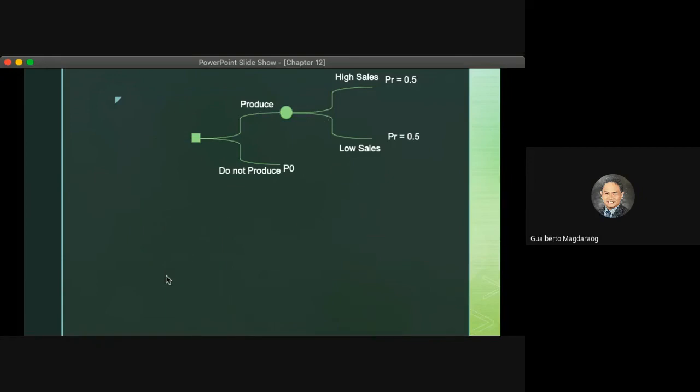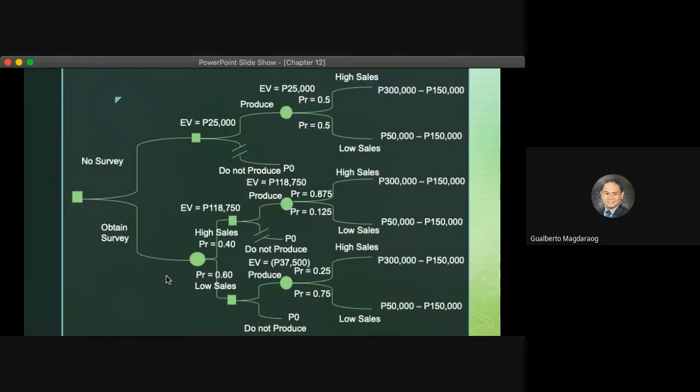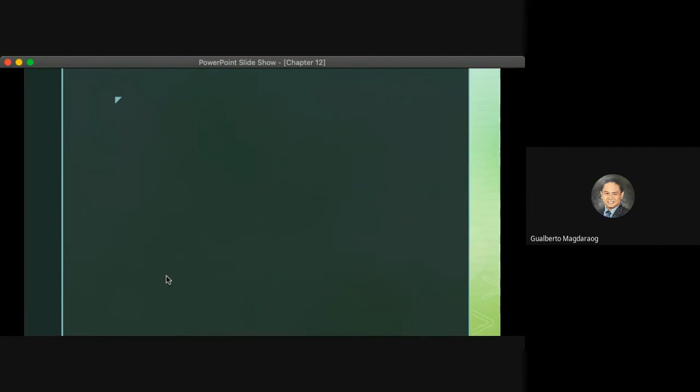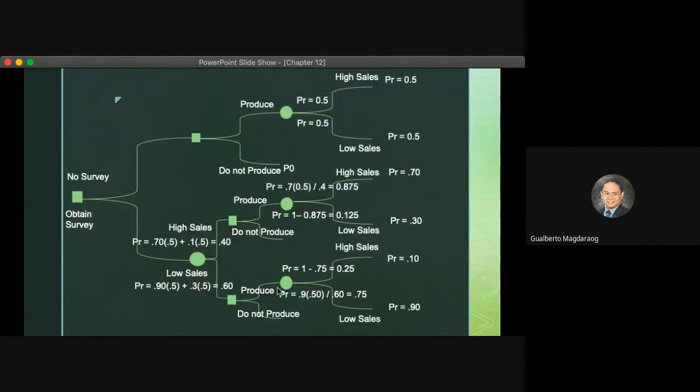Ito, di ba? The result of the survey is high and yet there is only 70% chance of getting a high sales. If the result of the survey is low, there is only 90% chance of getting a low sales. So meron pa ring opportunity for high sales under low sales result, and 30% chance for low sales under high sales result.